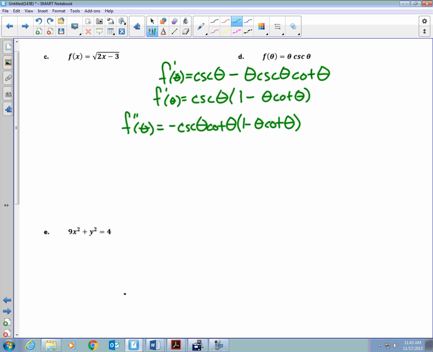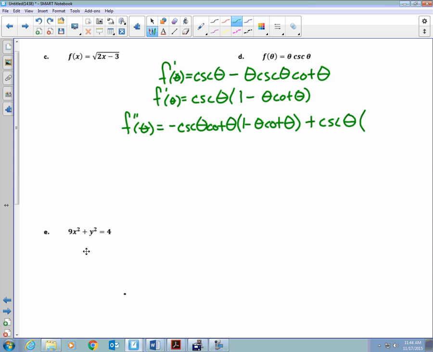Plus cosecant of theta times... I'm doing the product rule, so derivative of this times this left alone, plus this left alone times the derivative of 1 minus theta cotangent theta.